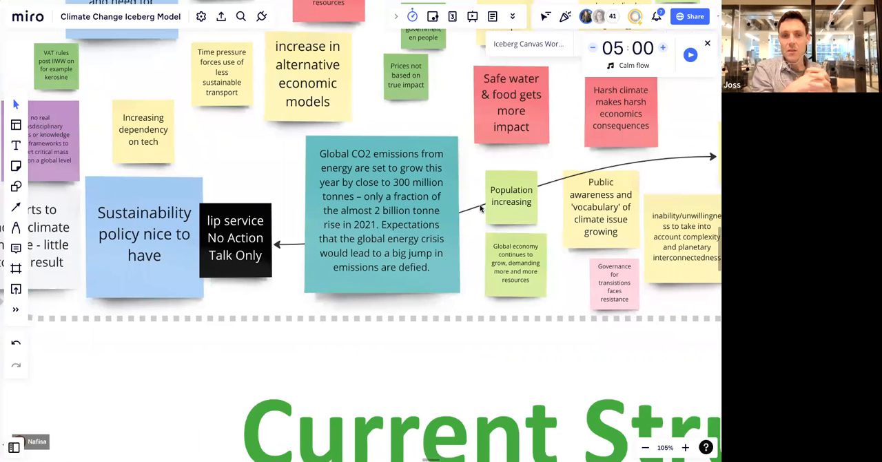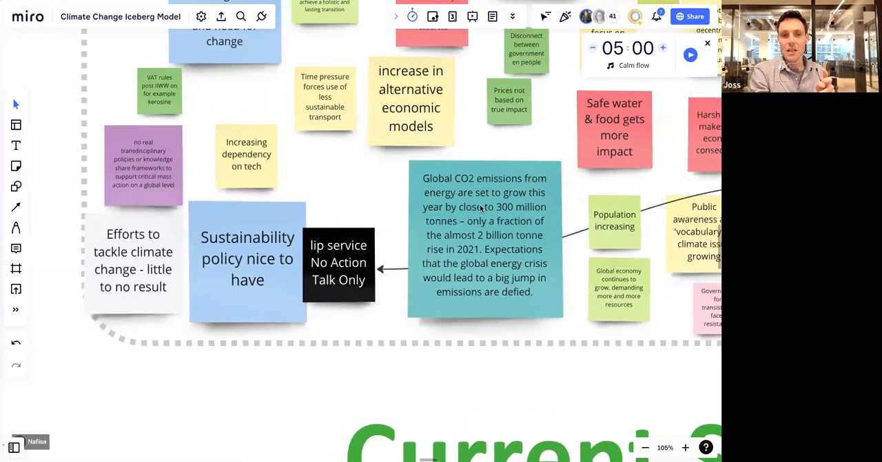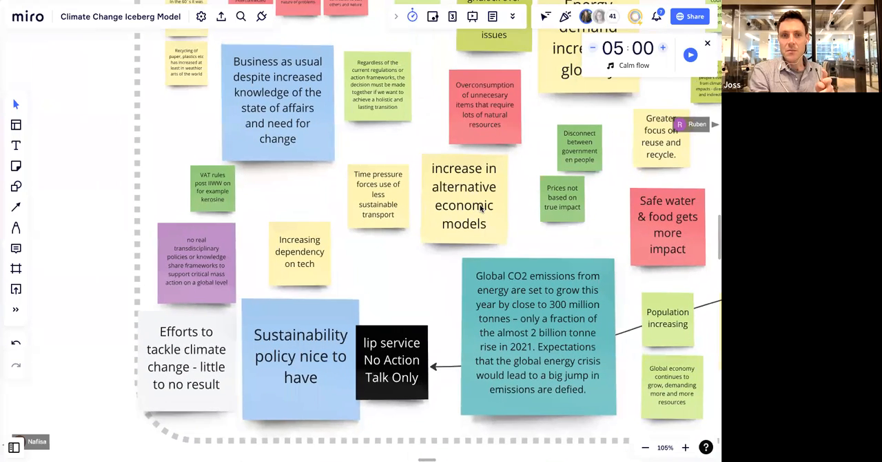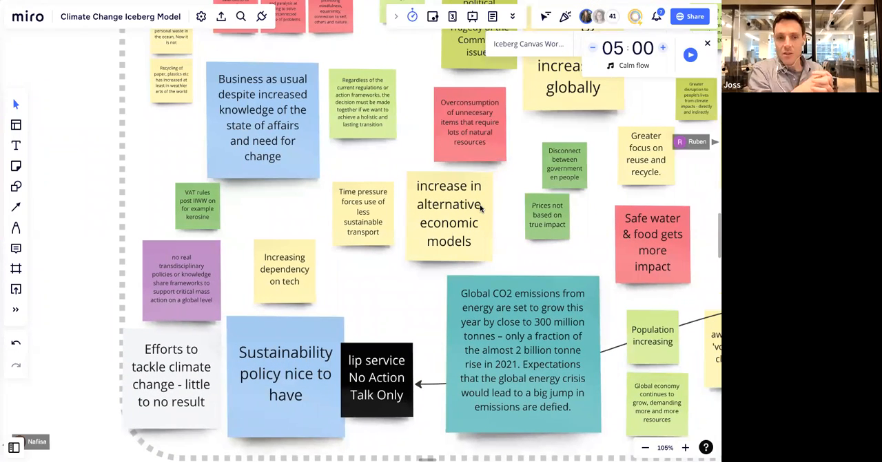Lip service, no action, talking only. Sustainability policy, nice to have. Efforts to tackle climate change, little to no results. Do we think that's true? Anybody want to talk on that? No? Bryony, you can unmute if you want.